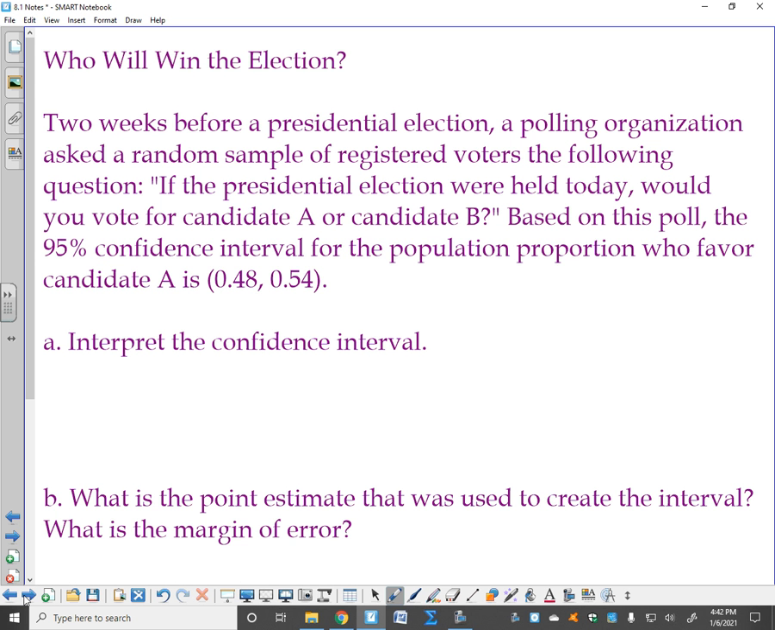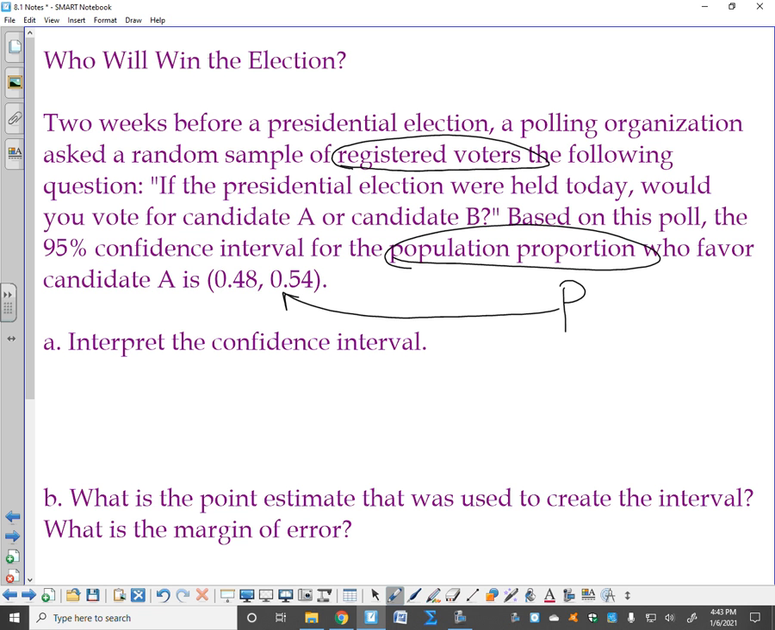I'm 95% confident that the mothership population proportion P herself, not P hat, just plain P, is in this interval from 48% to 54% of all registered voters based on this sample of registered voters. But this is of all registered voters, is in that interval right there.